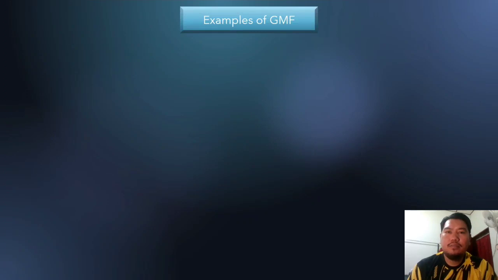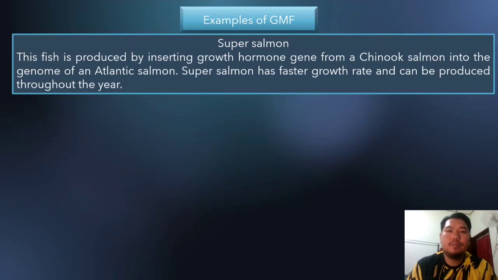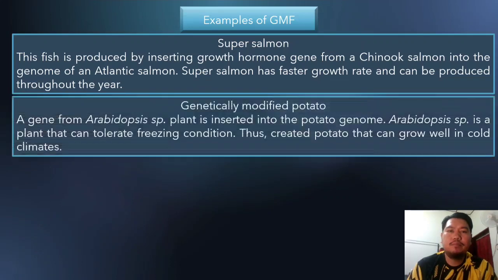Okay, next, we discuss examples of GMF. First, super salmon. The fish is produced by inserting the growth hormone gene from a Chinook salmon into the genome of an Atlantic salmon. Super salmon has the fastest growth rate and can be produced throughout the year.